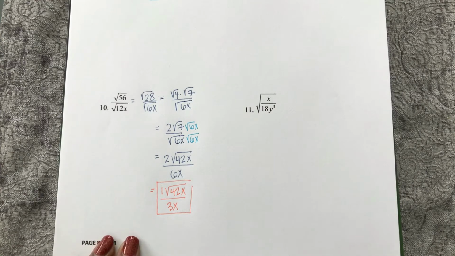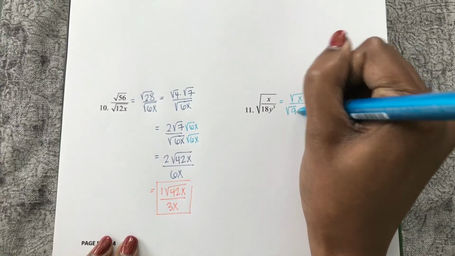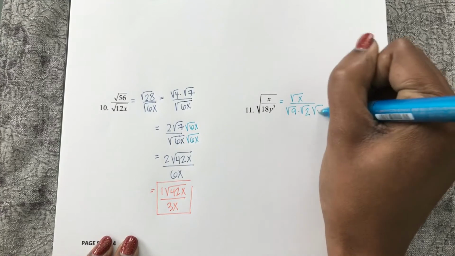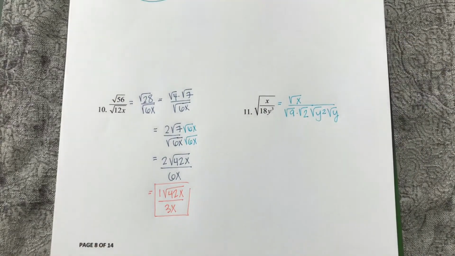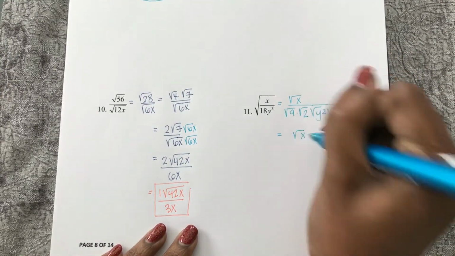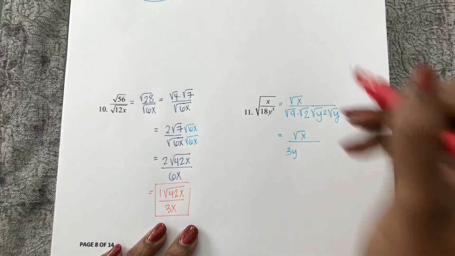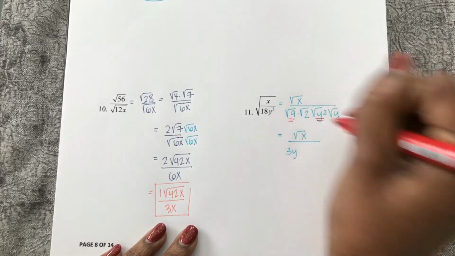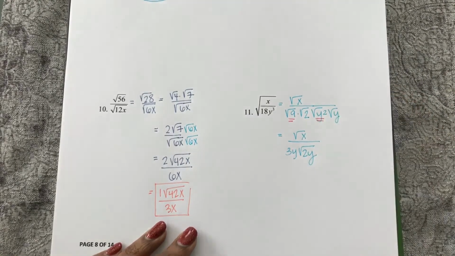So number 11, let's break this down. I have square root x over square root 9, square root 2, square root y squared, square root y. So first, I'm just trying to simplify this first. So now I have square root x over 3y because I simplified these perfect squares. And what's left over in my radical is 2y.